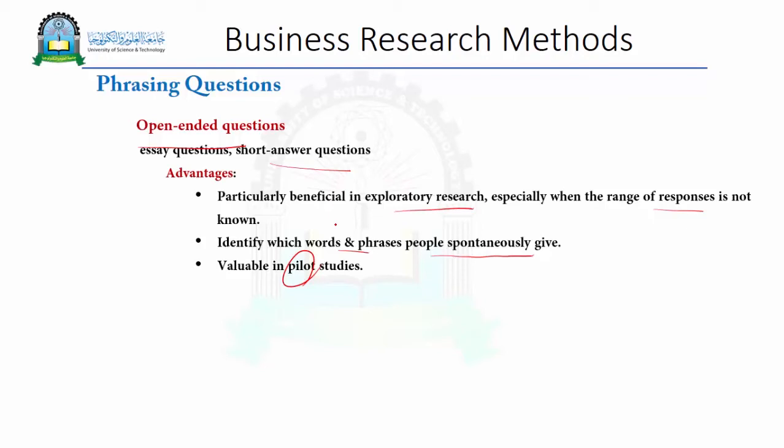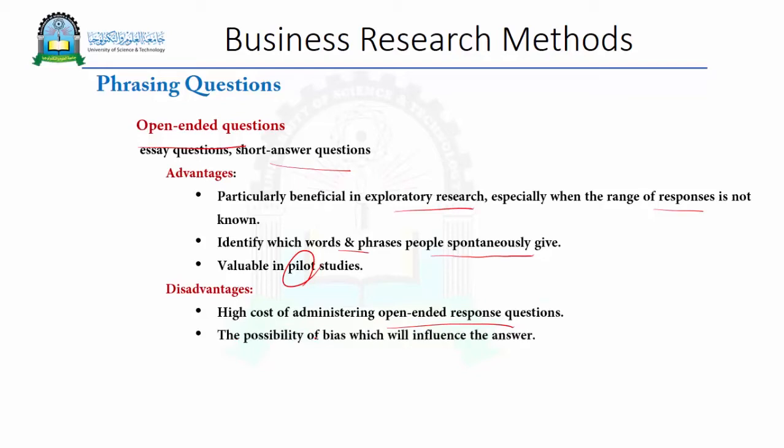So it's very good for the open-ended questions. The disadvantages of this type of question is the high cost of administering open-ended response questions. It will take time, it's costly because different answers will take a lot of resources. The possibility of bias, which will influence the answer, because it is open, you are going to ask people to write whatever they like or give answers for different answers.